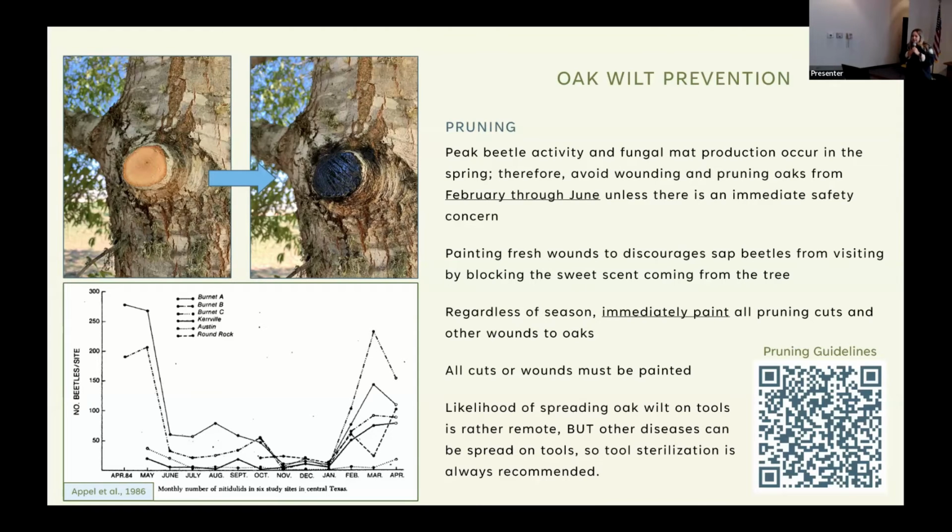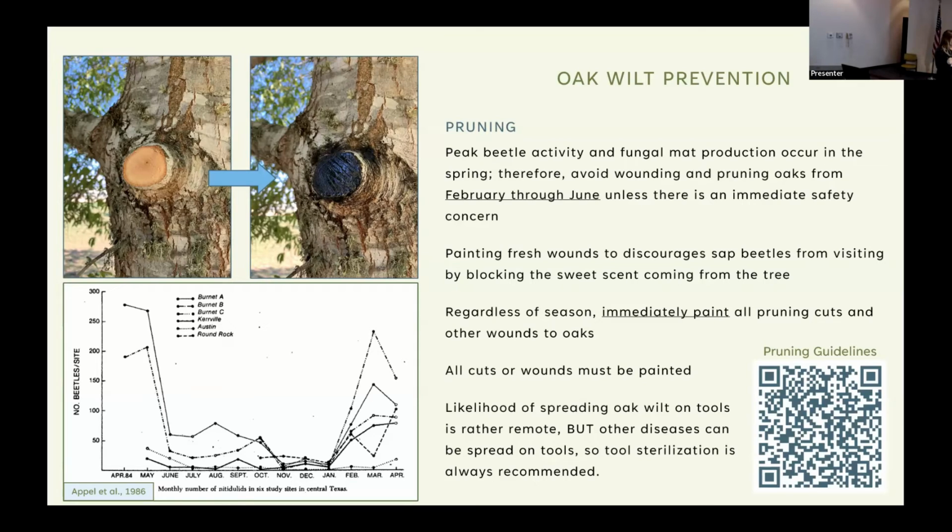Let's see if I missed anything here. Oh, I always get the question about, is it spread on tools? It's not been proven to spread on pruning tools, especially chainsaws, because those heat up. And like I mentioned, it is a heat sensitive fungus. But it is a best practice because other things can spread on tools. So, tree to tree, if you're really diligent, disinfecting between trees, you can do 10% bleach with water or Lysol spray, disinfectant spray. And if you're hiring a company, I'd recommend asking them, making sure that they've cleaned their tools before they start on your property.